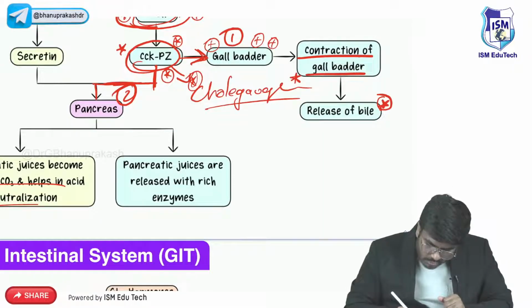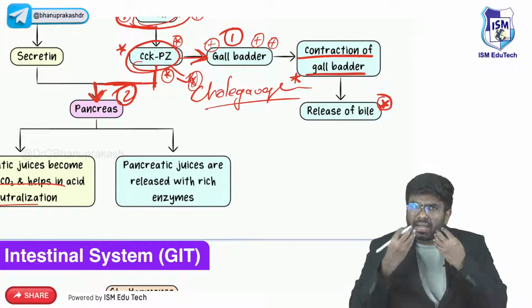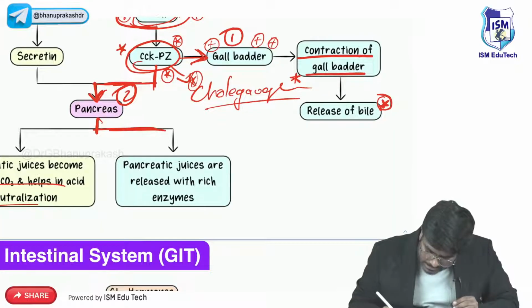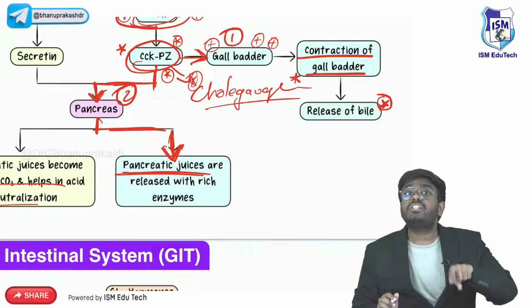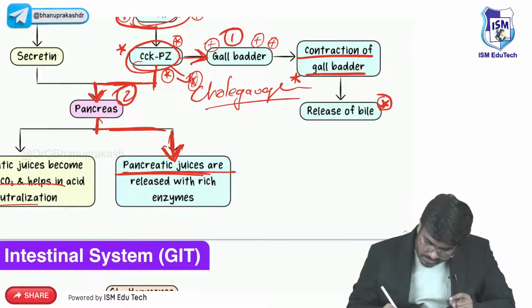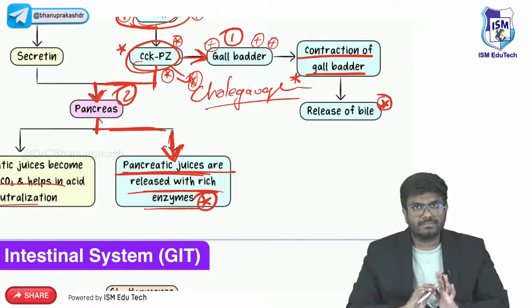Not only that, do you know what this cholecystokinin-pancreozymin is doing? It is acting on the pancreas. Now you are eating fat, and this fat needs to be digested. So the pancreas is producing pancreatic juices rich in pancreatic lipase and co-lipase. So pancreatic juices rich in enzymes are released to digest the fats.